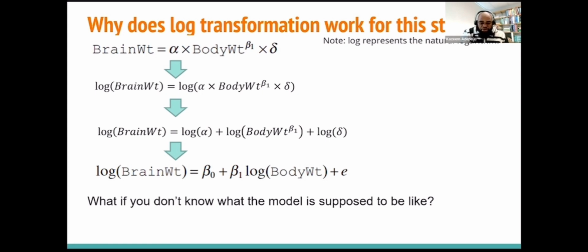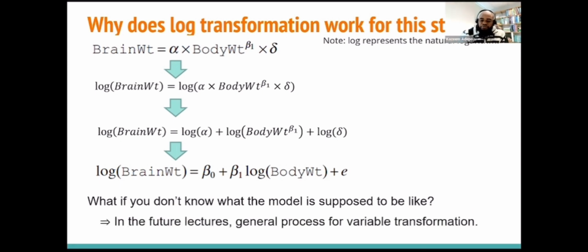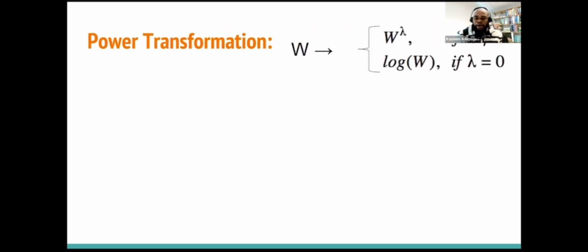Okay, what if you don't know what the model is supposed to look like? This is what the model is supposed to look like, but we did not even have that in mind. What we were doing was just trying to investigate which transformation is actually going to work. So in the future lectures, I'm going to walk you through the general process for variable transformation. That is what we're going to do on Friday, where we look at the different kinds of transformation we have around, using statistical software.